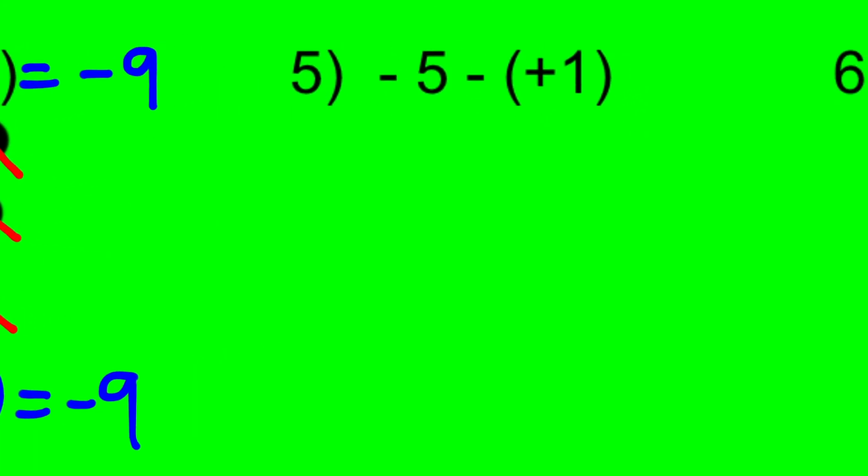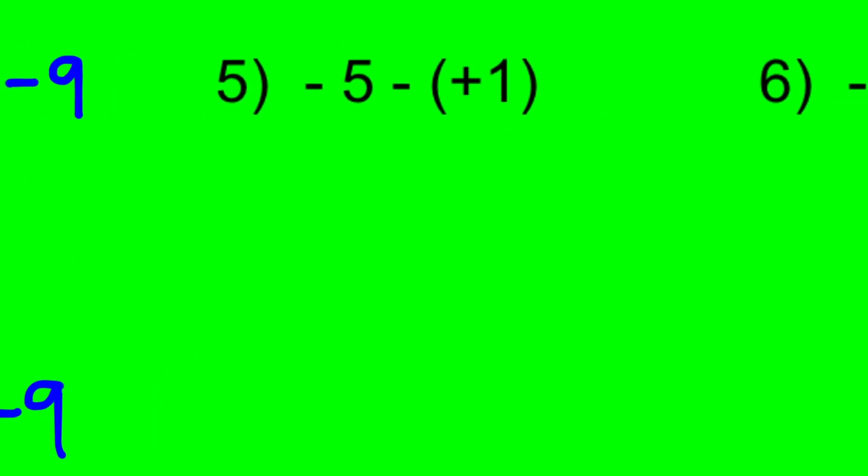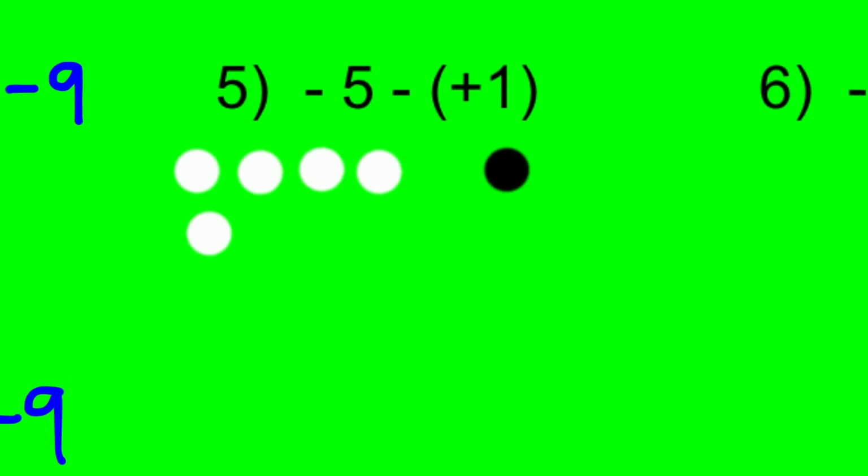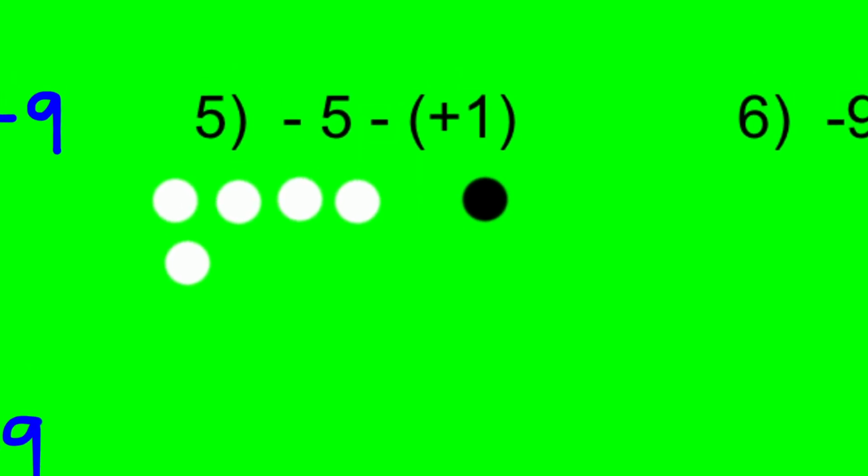Okay, let's do another one. Okay, 5 negatives. Let's model out 5 negatives. 1, 2, 3, 4, 5. Now the question says take away 1 positive. Well, I don't have a positive to take away. So I could do this, but that's not right. I've added a positive. I want to subtract a positive. So how can I make 1 positive appear without actually having a value of positive 1? Well, I do a 0 pair.